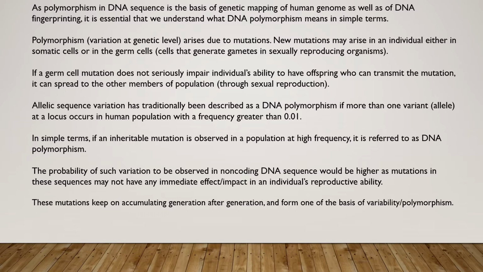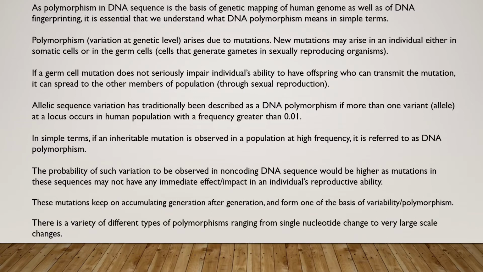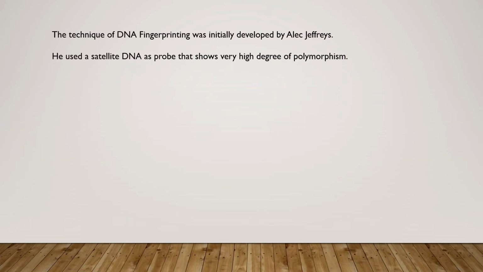There is a variety of different types of polymorphisms ranging from single nucleotide change to very large scale changes. The technique of DNA fingerprinting was initially developed by Alec Jeffreys. He used a satellite DNA as probe that shows very high degree of polymorphism. It was called variable number of tandem repeats or VNTR.